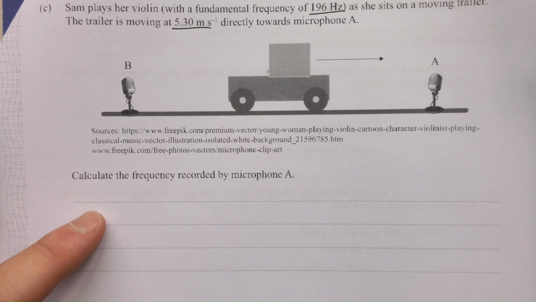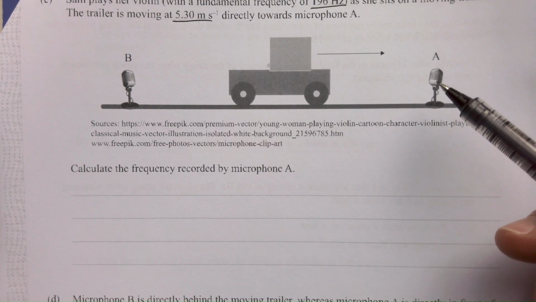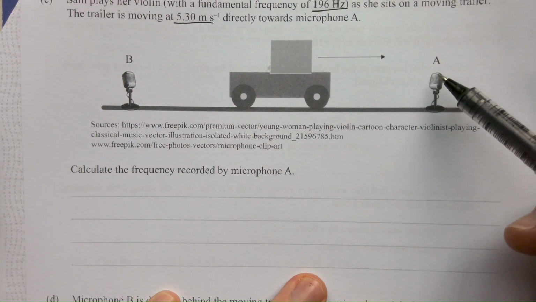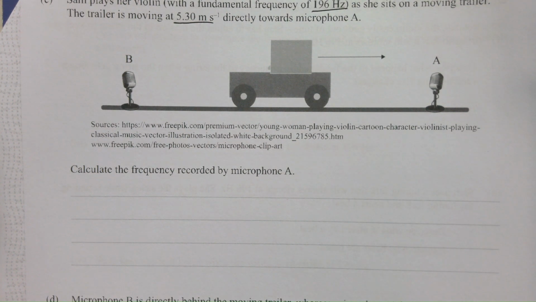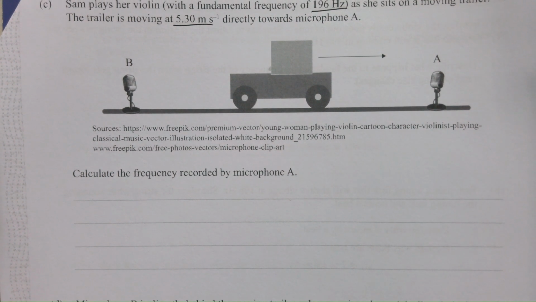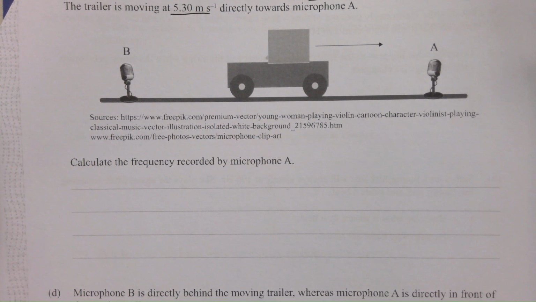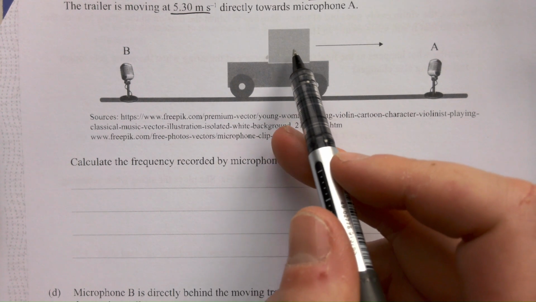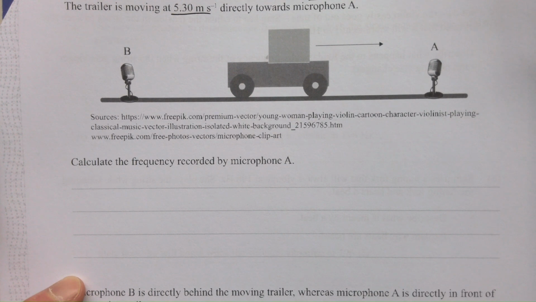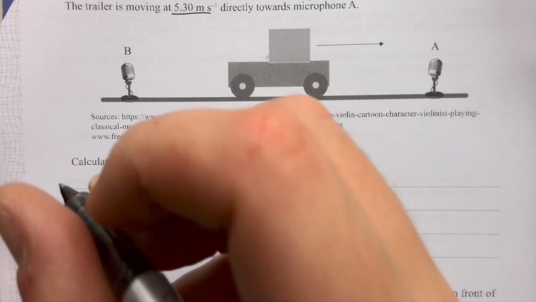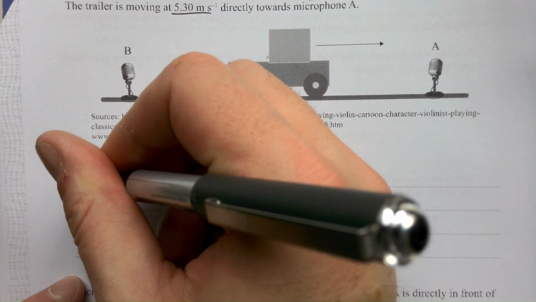Now, microphone A is being driven towards by the trailer, which is going to be significant when we're choosing which sign in the equation for the Doppler effect. Because we've got a sound being generated on a moving platform, hopefully it's clear that we're thinking about the Doppler frequency, the Doppler effect. So I'm going to write down our equation before I do anything else.